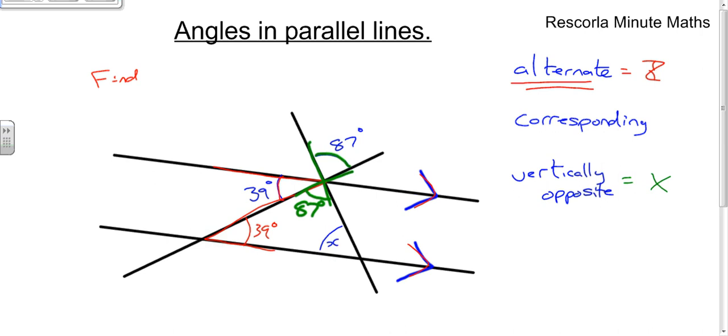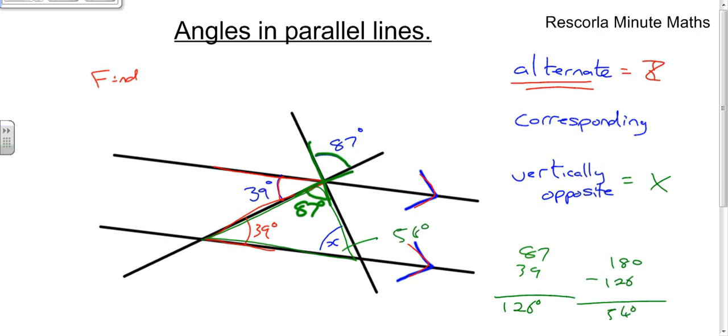So now what we've got is three angles in a triangle. Angles in a triangle always add up to 180. So 87 plus 39 equals 126 degrees. So therefore, this has to add up to 180. So therefore, 180 take away 126 is 54 degrees. So X equals 54 degrees because we've got alternate angles and vertically opposite angles.